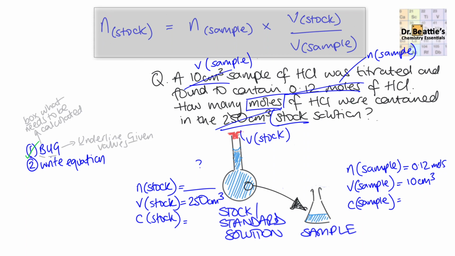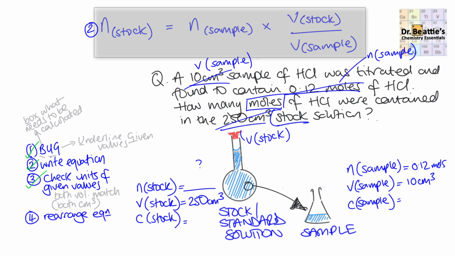We're going to be using this equation here. Rather than just writing that out, I'm just going to put a 2 against here, just to show that's us writing out the equation. Next, we need to check the units of any given values. Obviously, we're just given some volumes, centimetres cubed, and we're given 0.12. Now, if we're using this equation here, we don't need to change the volumes at all because they're both the same units, so we're okay with that.